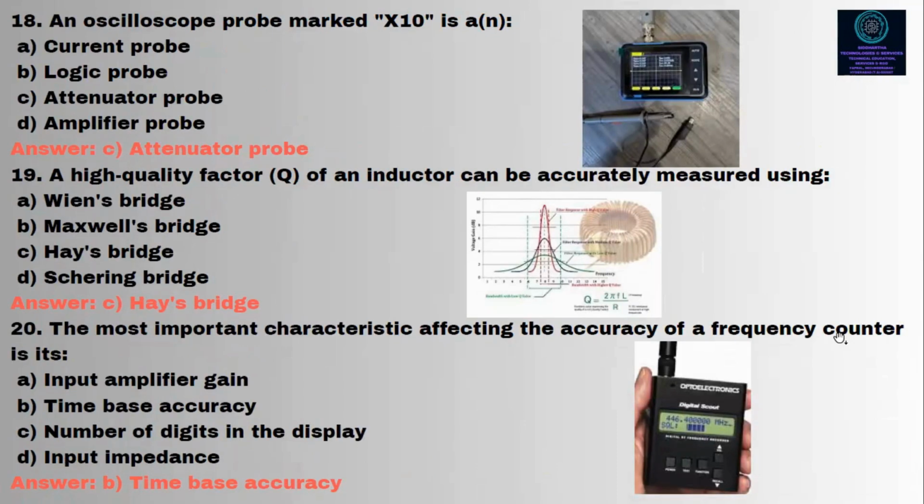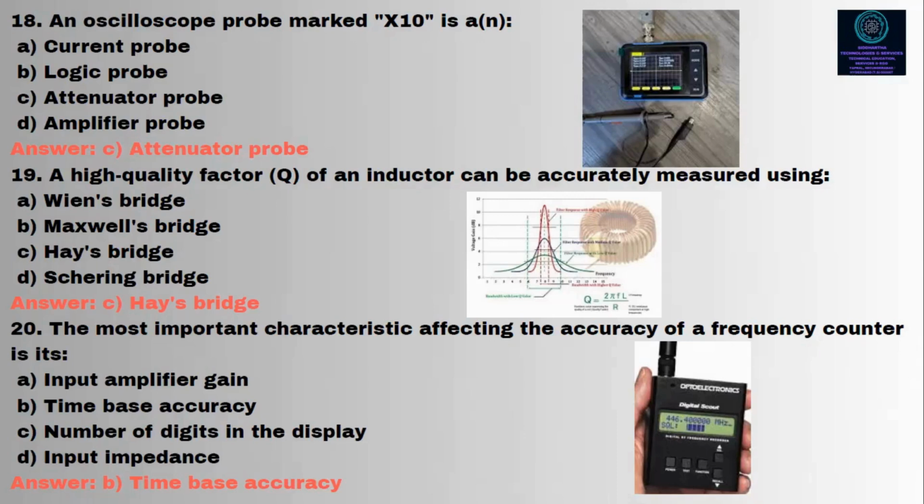18. An oscilloscope probe marked multiplication by 10 is an attenuator probe. What is an attenuator? It is a device that reduces the amplitude or power of a signal without, please remember, significantly distorting its waveform.